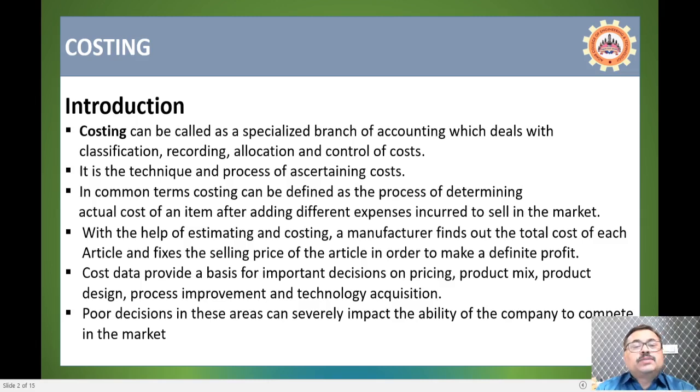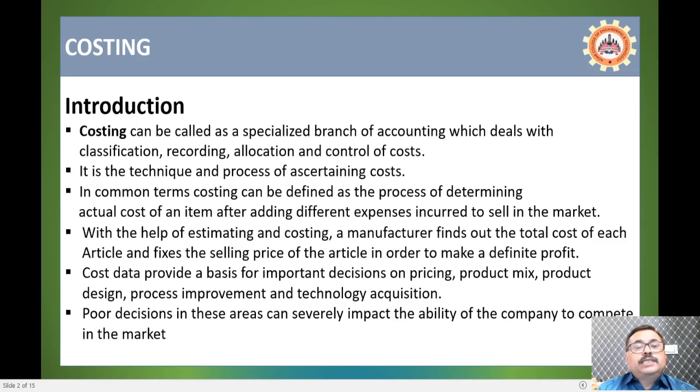In common terms, costing can be defined as a process of determining the actual cost of an item after adding different expenses incurred to sell in the market. With the help of estimating and costing, a manufacturer finds out the total cost of each article and fixes the selling price of the article in order to make a definite profit.